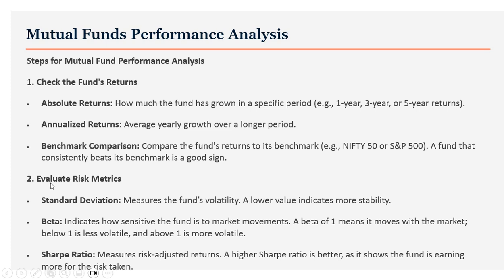The second point is how you can evaluate the risk matrix by seeing the standard deviation. Standard deviation measures the fund's volatility. A lower standard deviation indicates more stability. And what is beta, right? Beta indicates how sensitive the fund is to market movements. A beta of 1 means it moves with the market, below 1 means less volatility, and above 1 means more volatility, right? And the Sharpe ratio measures the risk-adjusted returns. The higher the Sharpe ratio, the better, as it shows the fund is earning more for the risk taken.